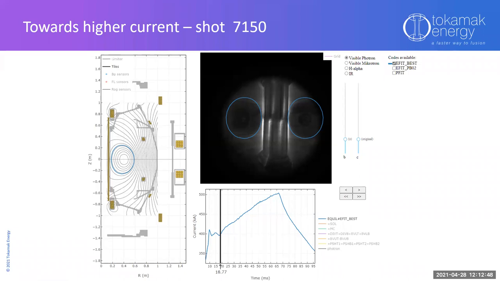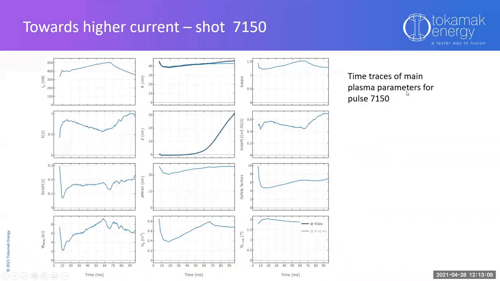This is another example of a recent plasma from last week, where you see the plasma current and the magnetic reconstruction and the view from the visible camera. And then these are the time traces of the main plasma parameters. Okay, so we are in the restart phase. We are at the moment achieving currents of 500 kiloamps, which will be ramped up to flat tops of 1 megaamp, and then later on to the nominal 2 megaamps.